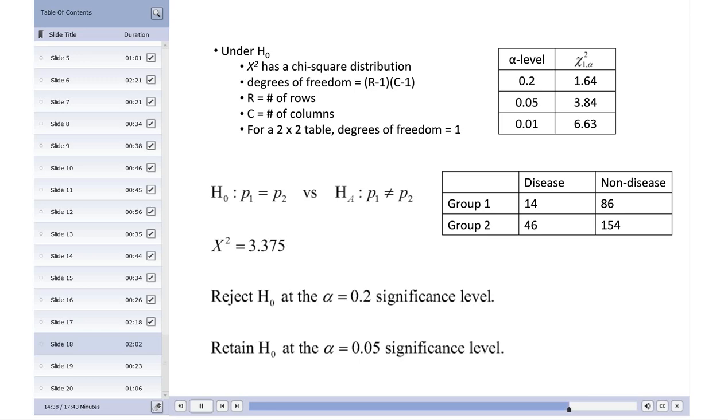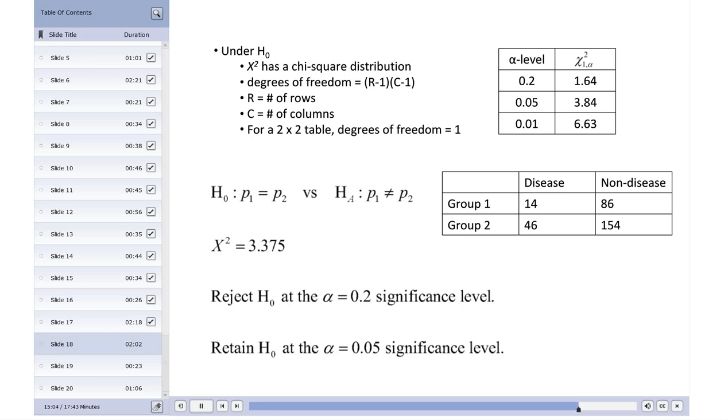The chi-square statistic has a chi-square distribution, and the chi-square distribution is kind of like the t-distribution. It has a degrees of freedom associated with it. Now, generally speaking, you could look at a contingency table that's bigger than a 2 by 2 table. It might have a bunch of rows and a bunch of columns. And the degrees of freedom for the chi-square distribution is equal to (r minus 1) times (c minus 1), where r is the number of rows and c is the number of columns.